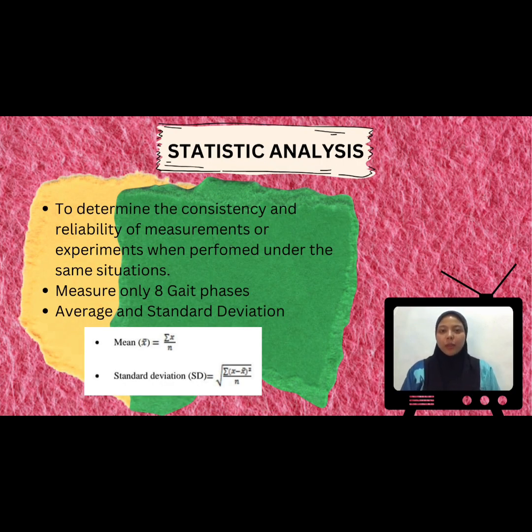Lastly, I'm going to talk about the statistical analysis. Statistical analysis is a way to determine the consistency and reliability of a measurement or experiment when performed under the same situation. In this gait analysis study, measurements are focused on eight gait phases: initial contact, loading response, mid-stance, terminal stance, pre-swing, initial swing, mid-swing, and terminal swing. From these phases, basic statistical analysis to calculate the average and standard deviation formulas are as shown below.